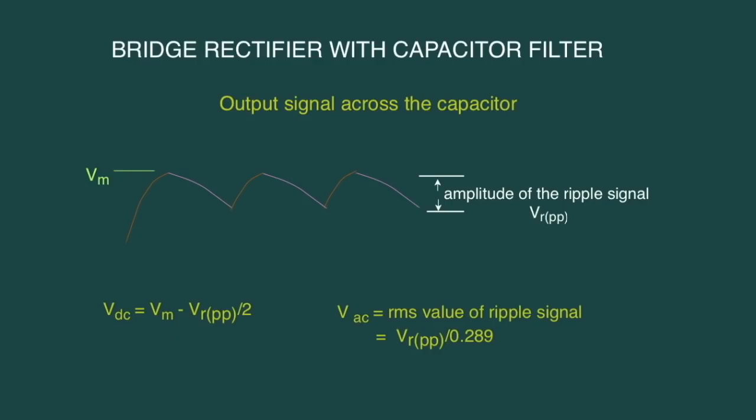The AC voltmeter connected across the load resistance will give us AC voltage reading, which is equal to RMS value of the ripple signal. This ripple signal is not a pure sine wave. The value of this voltage will be equal to VR peak to peak upon 0.289.